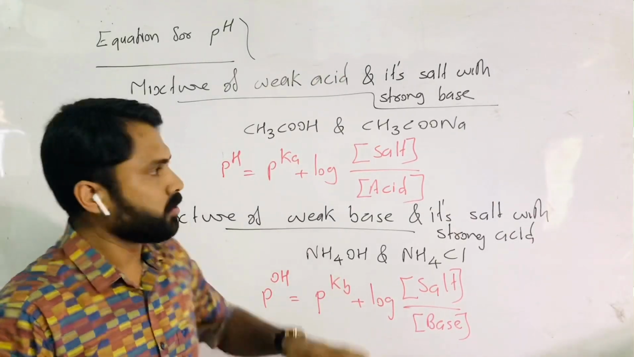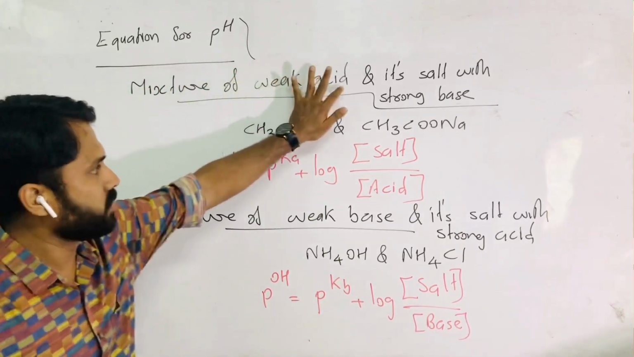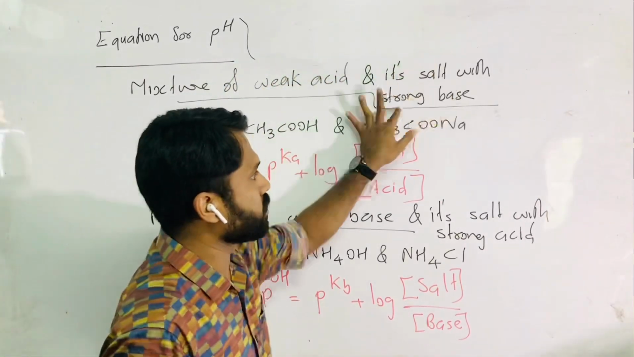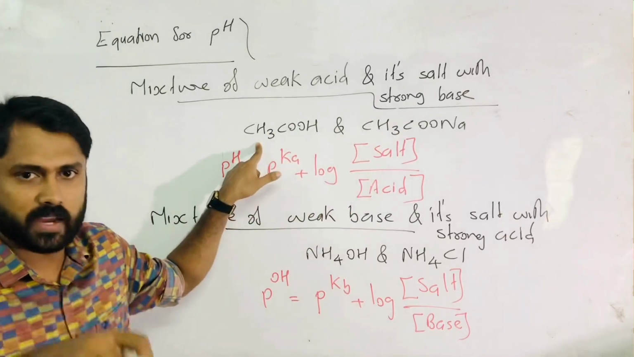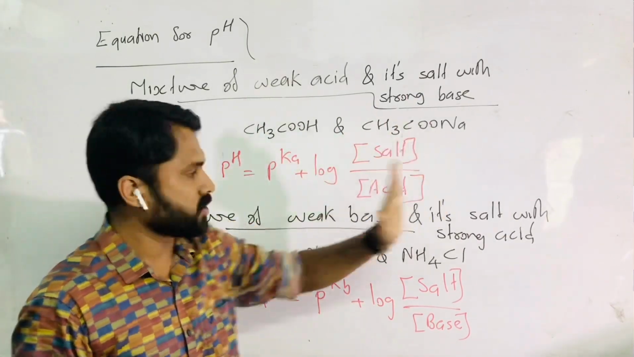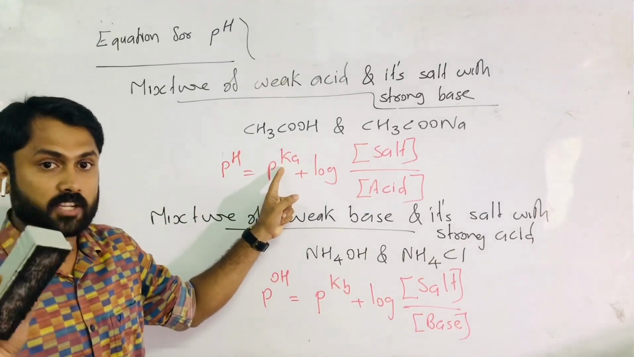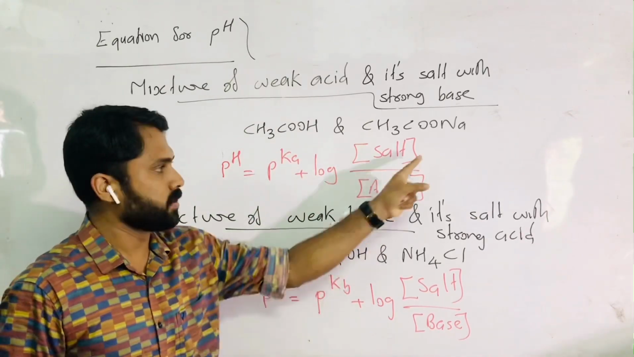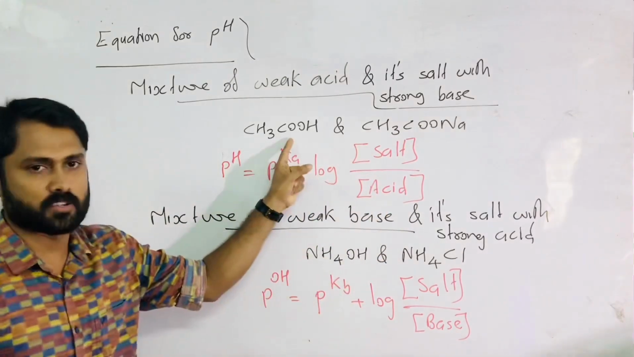Now I am going to discuss the mixtures. Mixture of a weak acid, example CH3COOH, and its salt with a strong base, CH3COONa. CH3COOH is a weak acid, its salt with a strong base is CH3COONa. In this case, pH is equal to pKa plus log salt by acid. Salt means its concentration, by acid, its concentration.